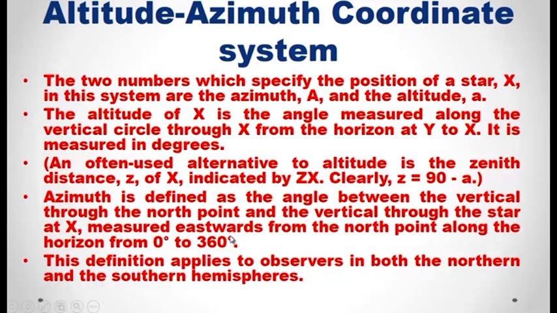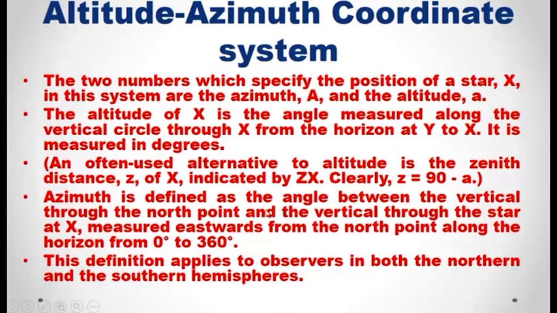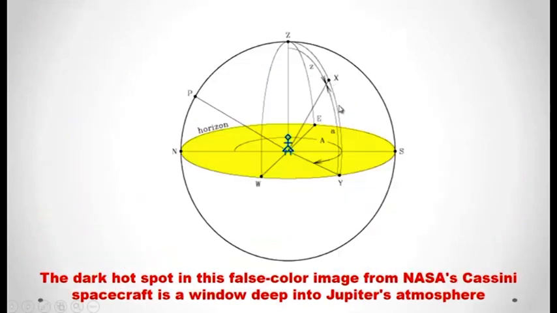The next one is azimuth. Azimuth is defined as the angle between the vertical through the north point and the vertical through the star at x. So, here in this celestial sphere, this is the north point. This is the vertical through the north point. Then you have to see the vertical through the star. This angle is measured as the azimuth of the star.